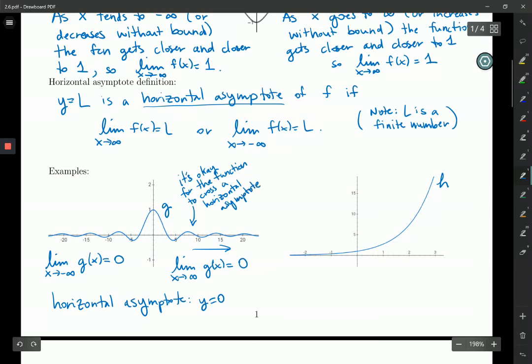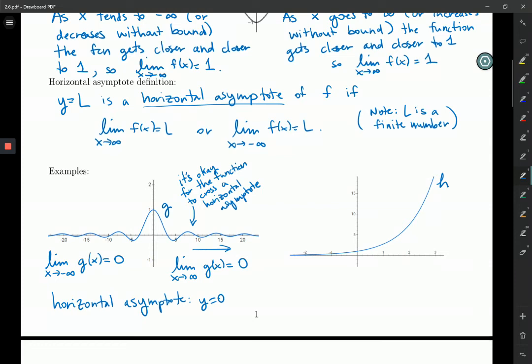So I do have these two graphical examples, but I also encourage you to look in the textbook. In this section, they have in the margin a bunch of graphs that show horizontal asymptotes, all the different ways that they might look, and that can be helpful if you're trying to get an idea of what these look like, right?